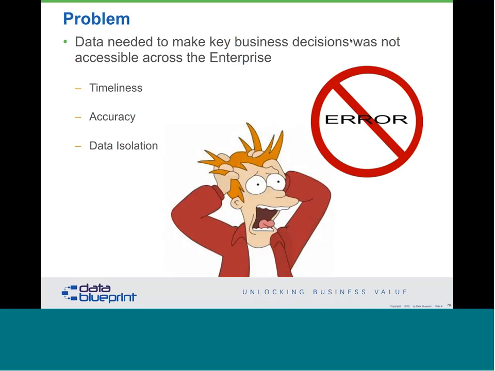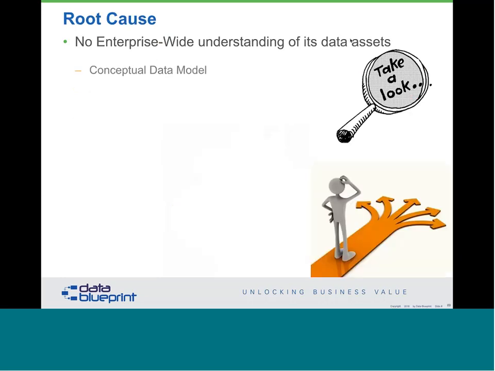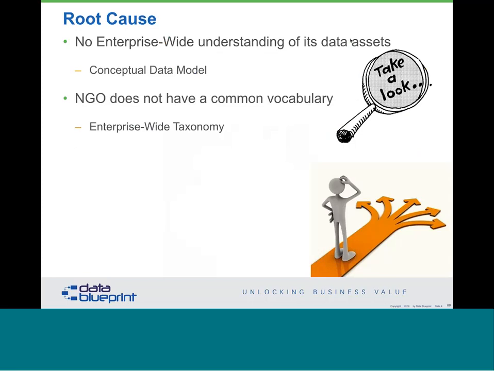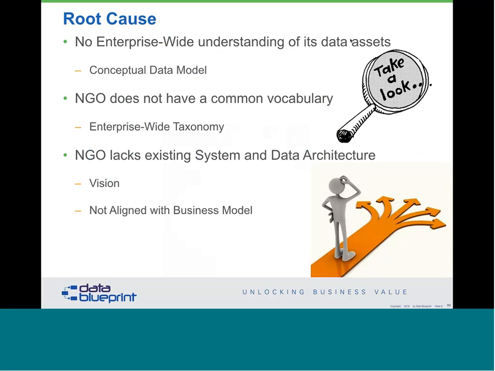The isolation issues were that the data existed, but somebody didn't know where it was or how to go get it. When we look at the root cause, there was no enterprise understanding of the data assets in there, so we pulled together for them a conceptual data model, and now this NGO has an enterprise-wide taxonomy. It didn't at the time, but now it has an existing system and data architecture, which supports the vision.